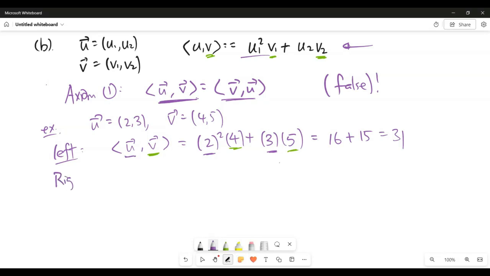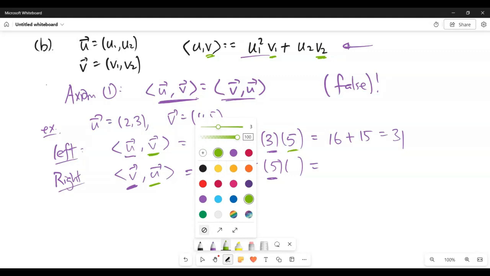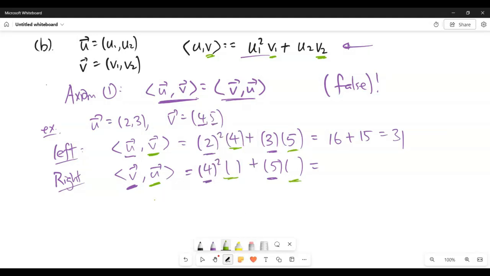And let's do the right. The right side is a swap of the positioning of the two vectors, v and u. Now we'll follow the same definition. Let's see whether they are the same. But please be careful. The first vector now becomes v, right? So the first vector is 4, 5 now. And the second vector is 2, 3 now. So I put it there, and you can do this calculation. Then you will see that the answer is like this. So you see, they are not the same, right?